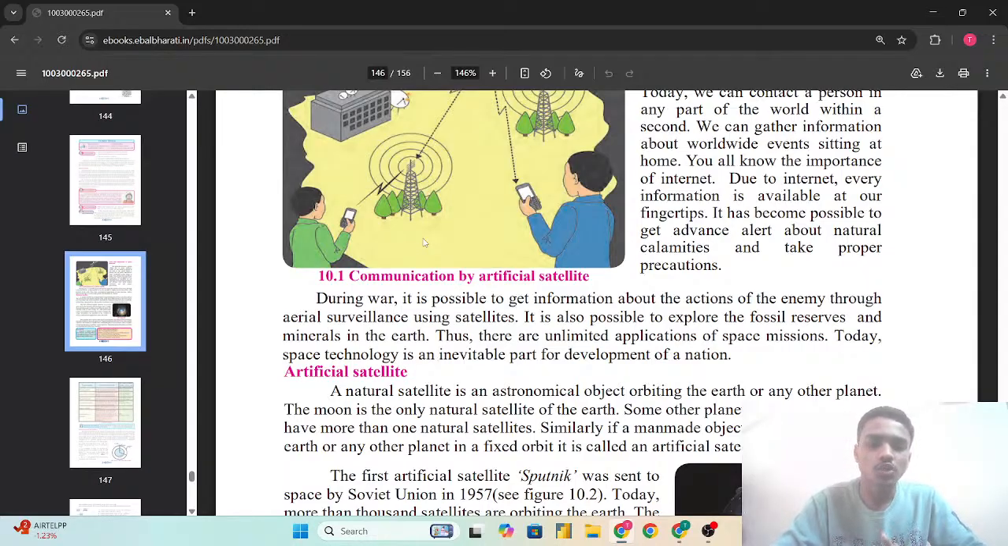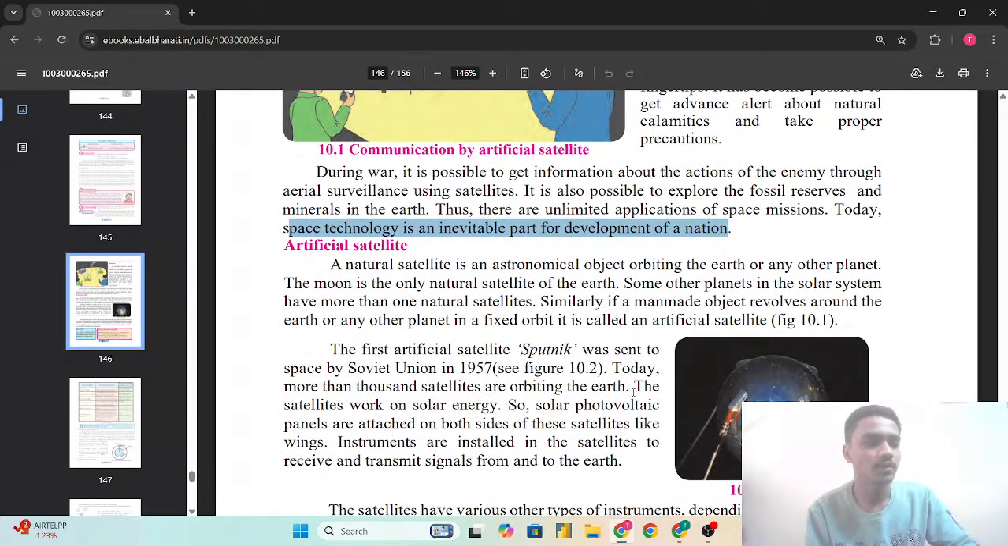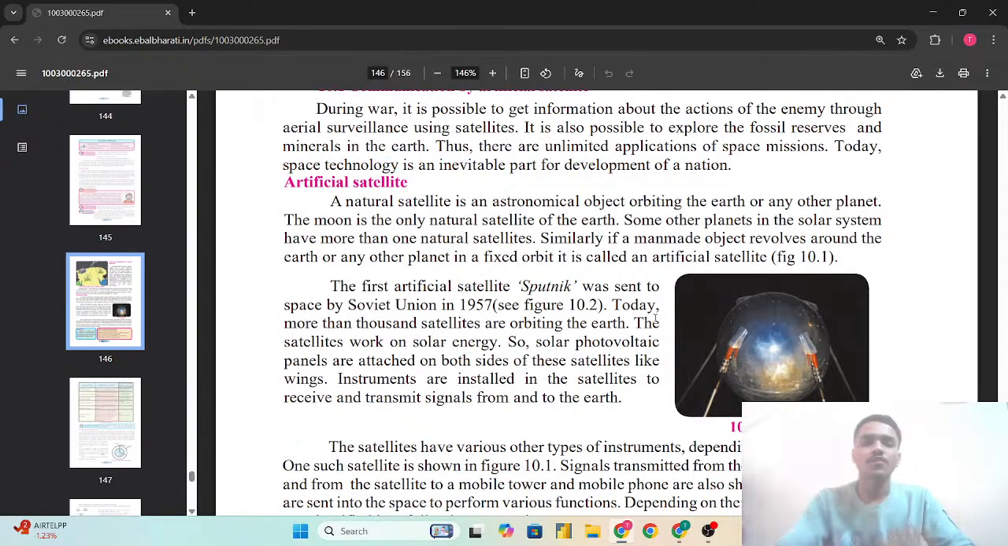Today, space technology is an inevitable part of the development of a nation. So space technology is an inevitable part of the development of a nation. That means it is an important part of the development of a nation. Next is the artificial satellite.